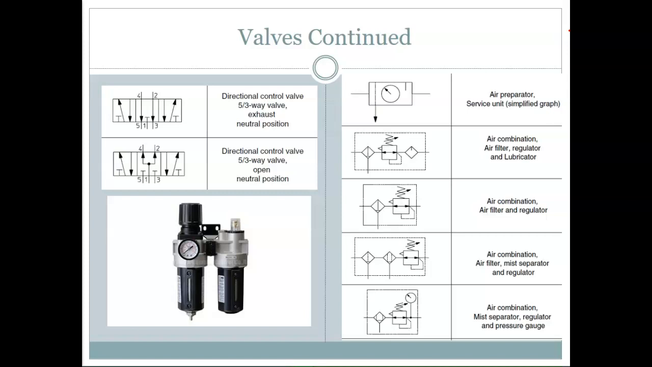So we have what's called lubricators. Those lubricators add oil in a very fine mist spray to our pneumatic systems. Okay? With the purpose of it being used to keep the parts from binding, at the very least, is what will happen with it.